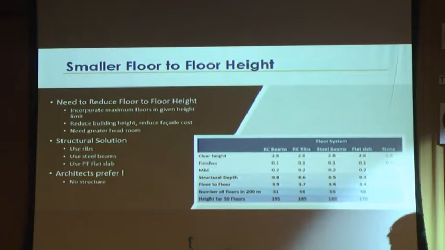So obviously, that is something that will be interesting to study from the client's point of view. They would like to see how they can put more floors into the same height, or reduce the height in other ways. So we can see that for 50 floors, we can get the height from 195 to 170 meters, a 25-meter difference in height by changing the structural system.